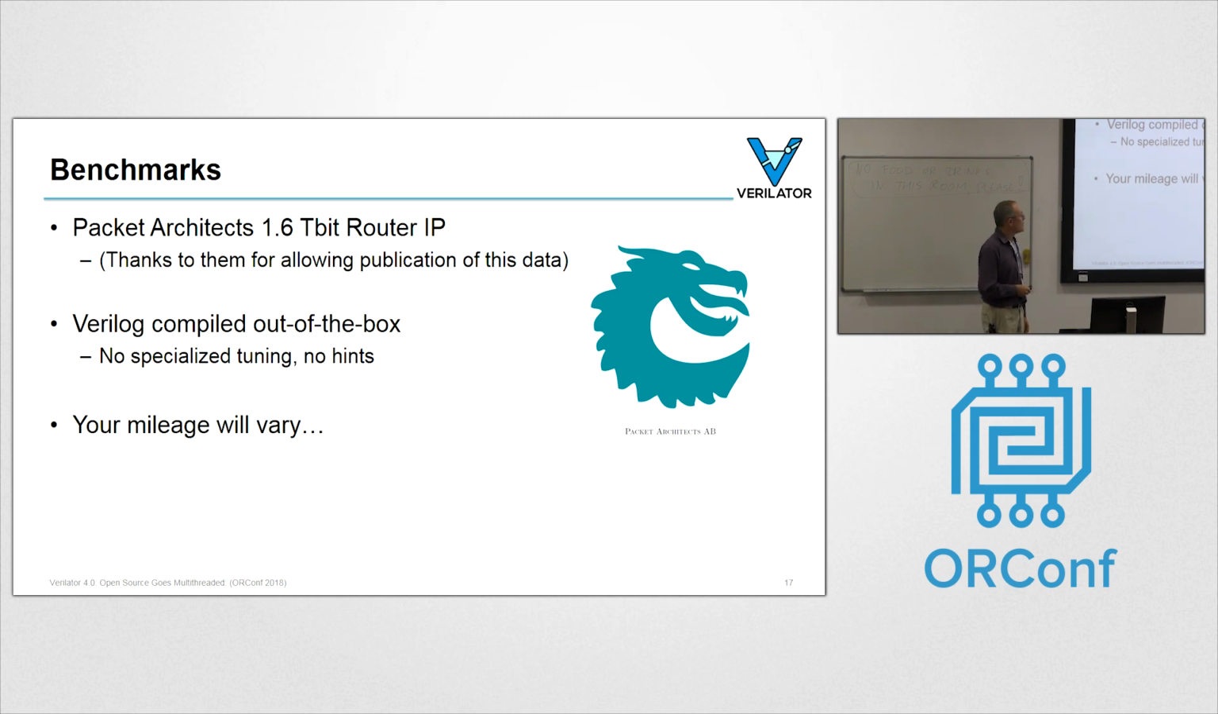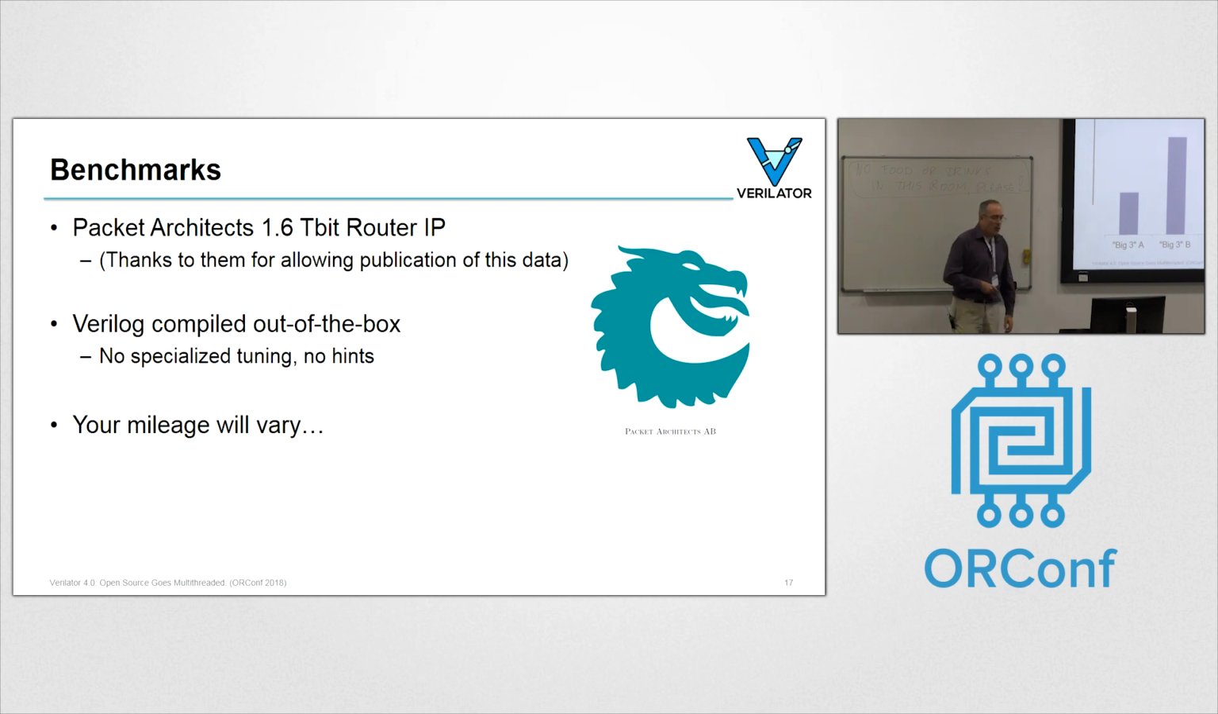So that's why they decided to benchmark, and of course mileage may vary. And this is compiled out of the box. Right now Verilator doesn't have any knobs to tune its multi-threaded implementation. Long term we certainly will add those, but right now if you purchase their IP and run it through Verilator, these are the results you get. There's no special tweaking going on here.